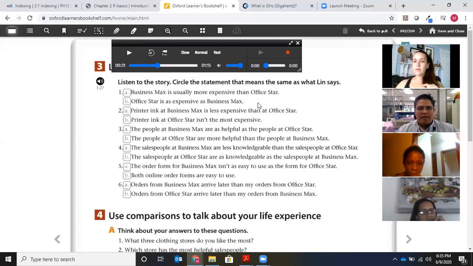Yeah, Business Max is usually more expensive than Office Star. Good. Okay, we have least expensive, right? Less expensive. But then they switched it, right? And they were saying, well, Business Max is more expensive. Office Star is less expensive. Right? Tricky.